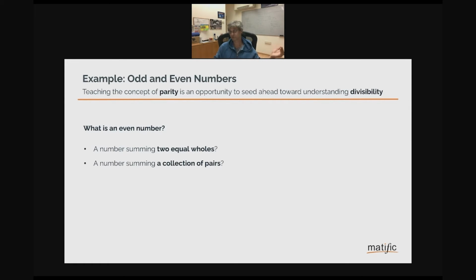But here is a third answer. It's a number whose last digit is either 0, 2, 4, 6, or 8. Now, the first 2 answers are really the essence of parity, whereas the third is purely procedural and in a way an accident, just because we happen to use a decimal representation system. It would not be true if, for example, we were using a base 5 system.